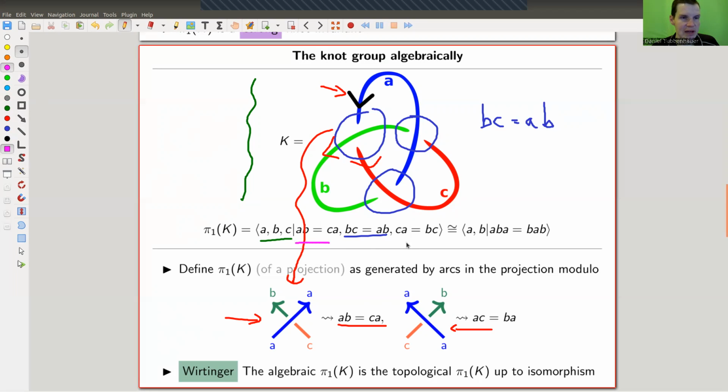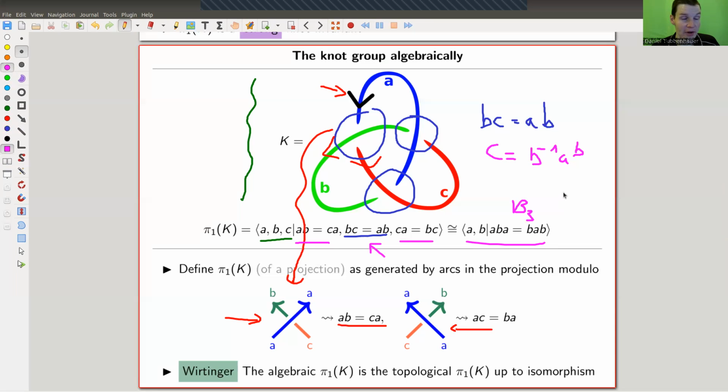So you have three relations, and one of them, for example, you can use to get rid of C, because C is, of course, then just B inverse AB. So you can get rid of C, and if you get rid of C, you get an equivalent description, which looks like this. And that's the braid group B3, the braid group in 3 strands.